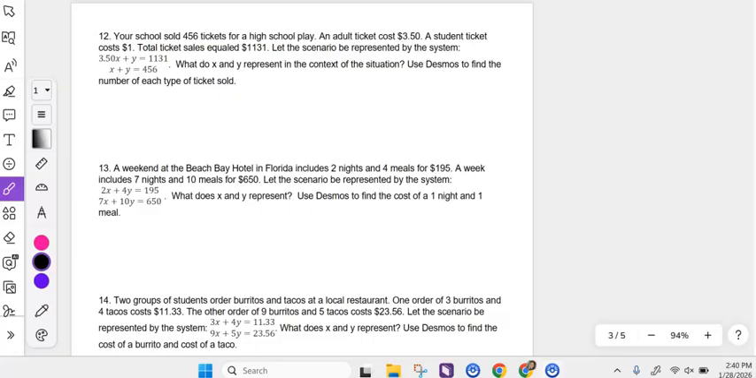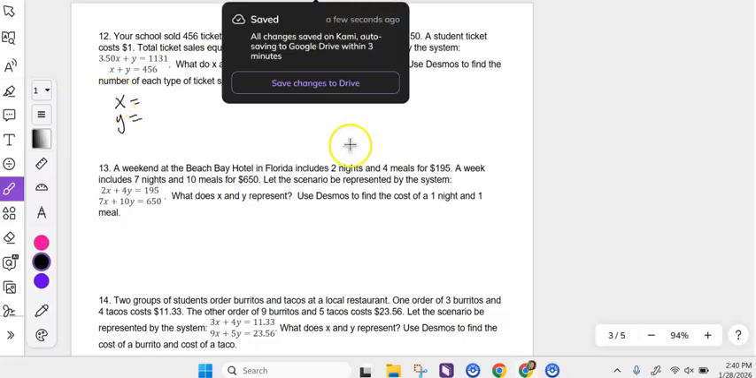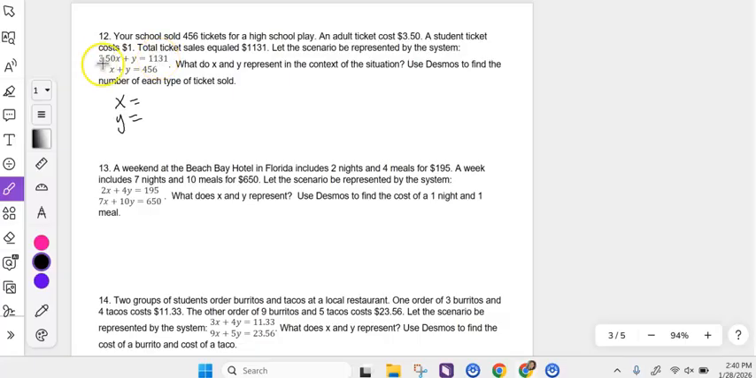So, what you're going to do first is identify x and y. It says adult tickets are 3.50, and that 3.50 went with the x. So that means x equals the number of adult tickets, which then makes y equal the number of student tickets.